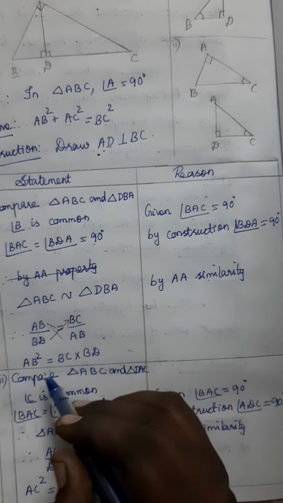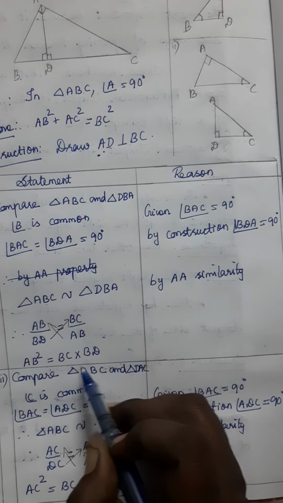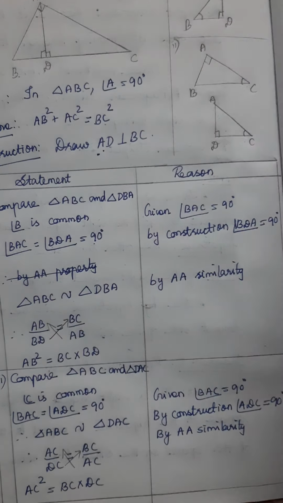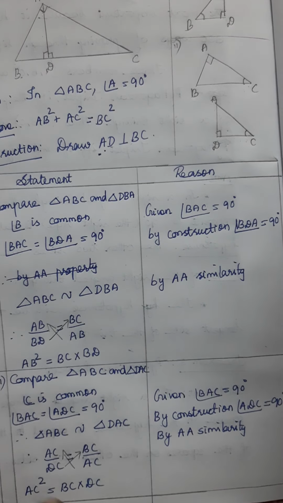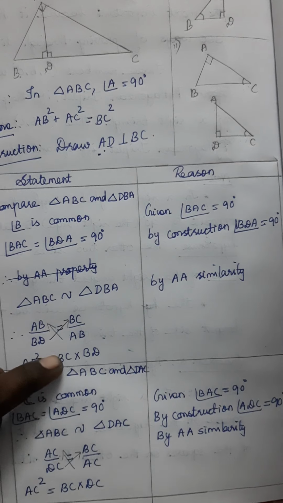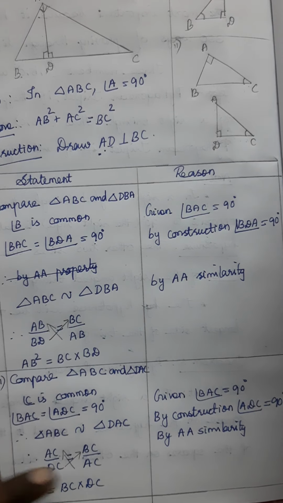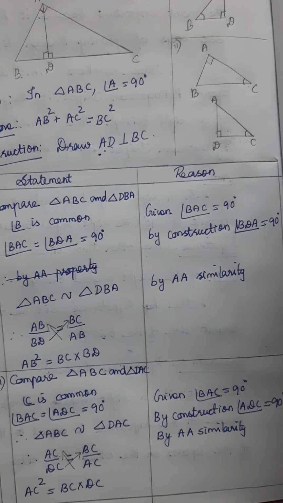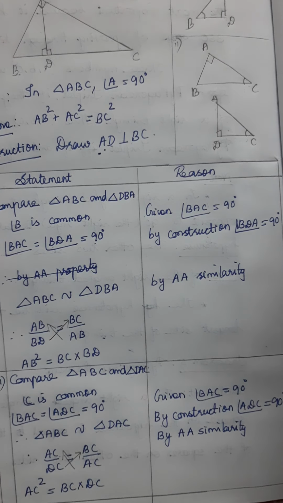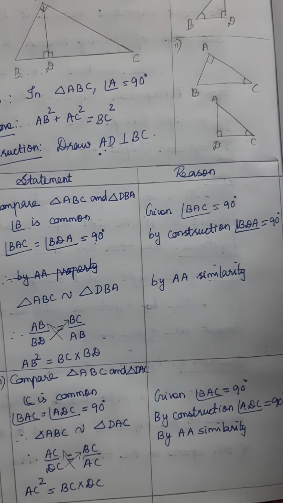So we get the first one, AB square is equal to BC into BD. Second one, AC square is equal to BC into DC. Now we can add these two. So we will get AB square plus AC square on the left hand side, BC into BD plus BC into DC on the right hand side. We can add and simplify and try to get the proof. Understood? BC square on the right side. Are all clear?